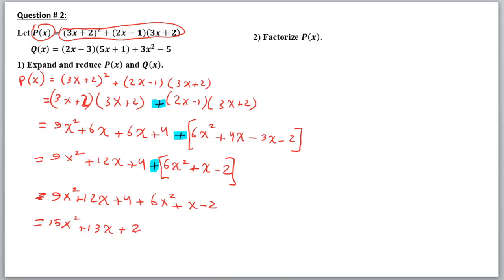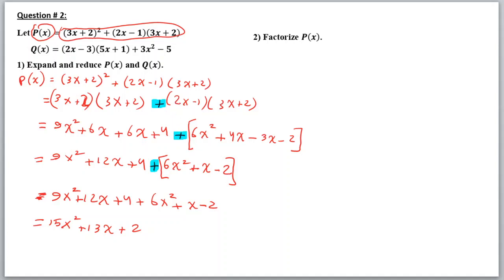Okay? So here we have many steps. I repeat it again. You can skip the video if you have to understand them well. So 3x plus 2, all of its square, I wrote 3x plus 2 and 3x plus 2. And then I copied 2x minus 1, 3x plus 2. And then I expanded and reduced this one. So it's 9x squared plus 6x plus 6x plus 4. And here we wrote the plus sign outside.